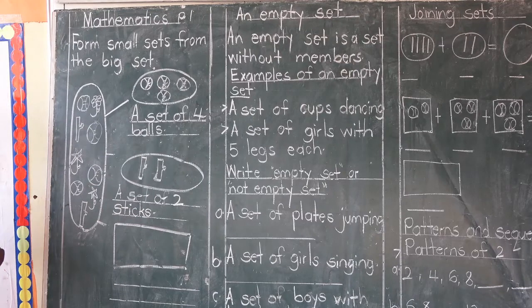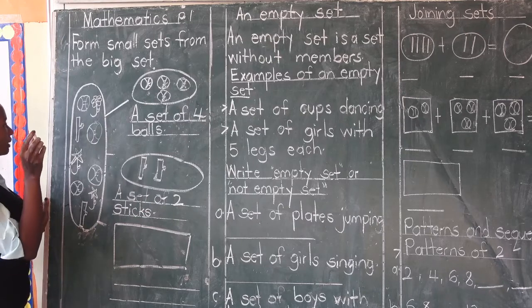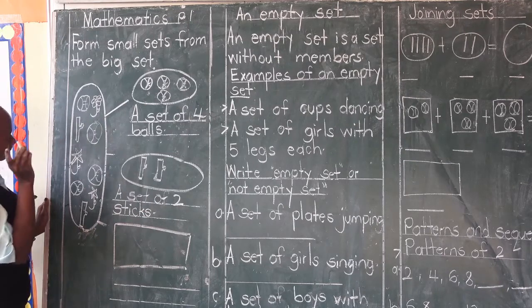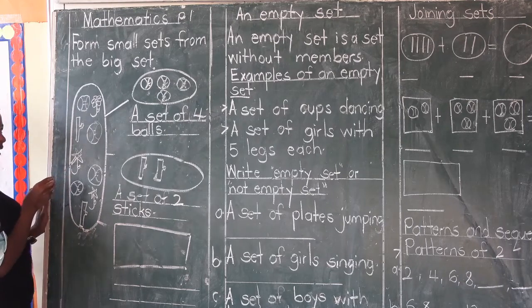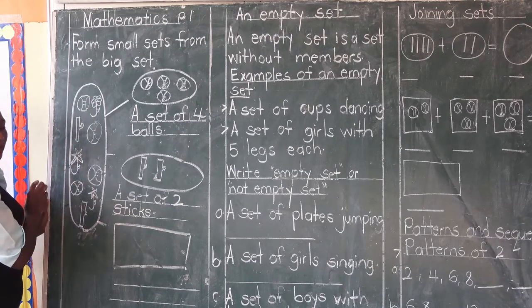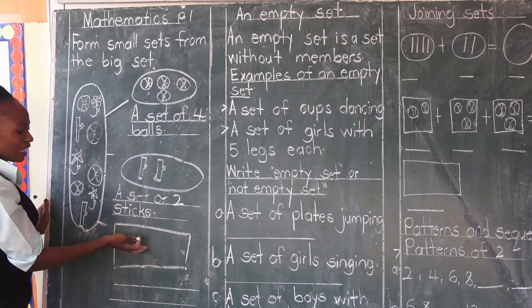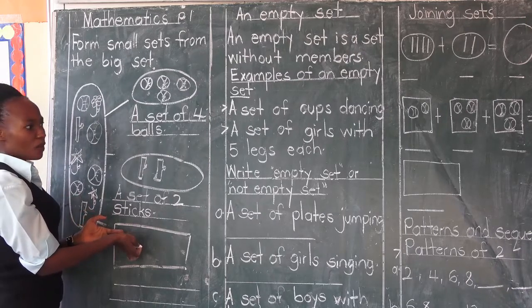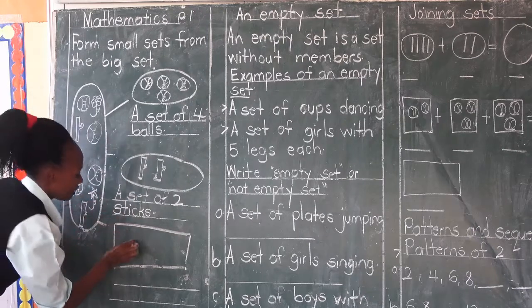Okay, let's look for another subset, or the last subset. What else can you see from the big set? Okay, I can see flowers. And how many are they? 1, 2, 3. Now we are going to form our small set. What are we going to draw here? Because this is an empty set. We are going to draw our flowers there, and the flowers were 3.